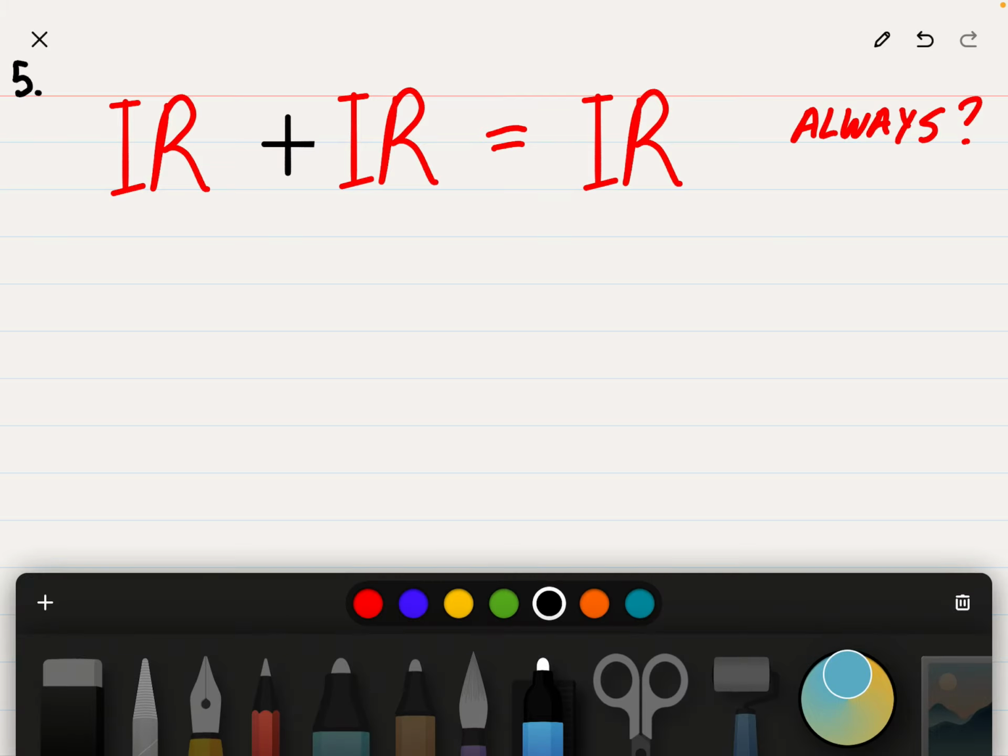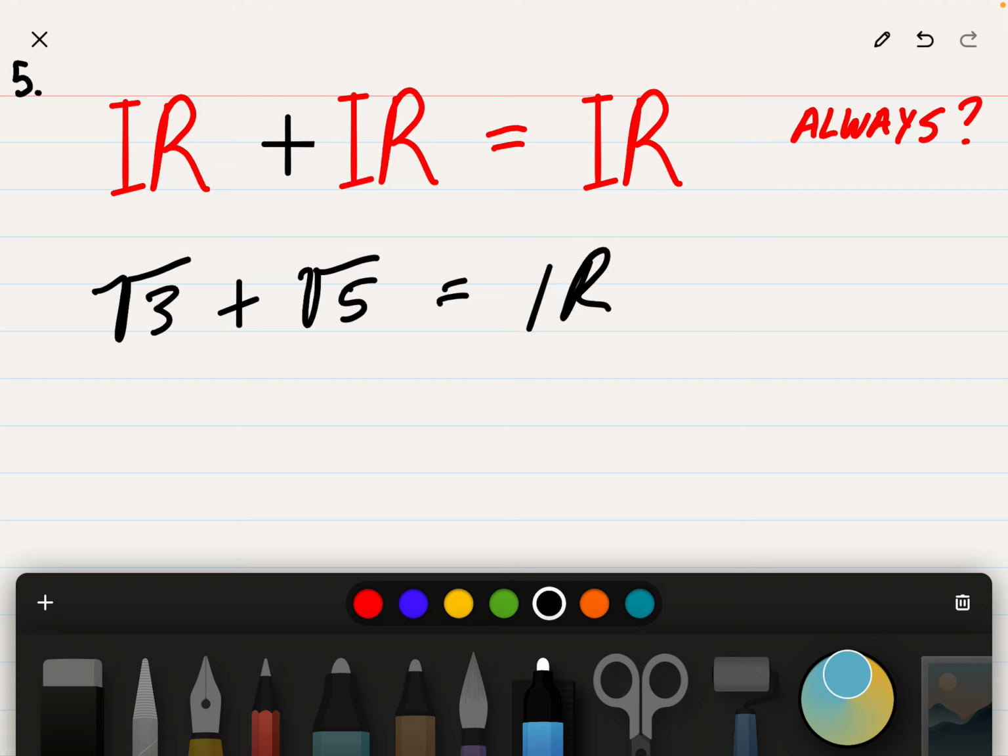Next one, same thing. Is an irrational plus another irrational going to give you an irrational? Most of the time, it will. So if I do the square root of 3 plus the square root of 5, I'm going to get another irrational number. I don't know exactly what it is until I calculate it, but it's going to be another irrational number, right? This is going to be irrational.